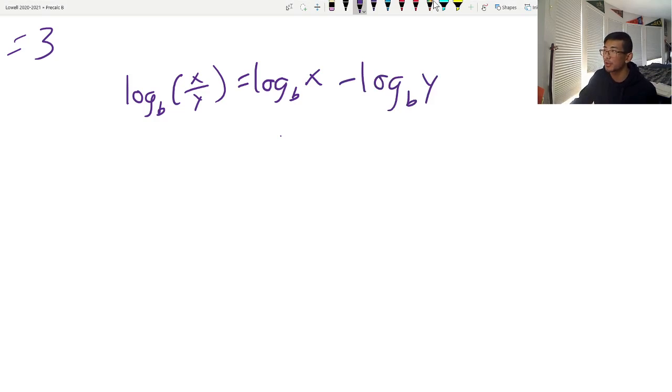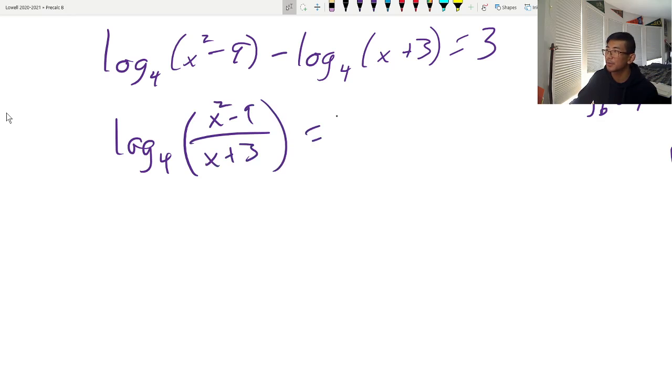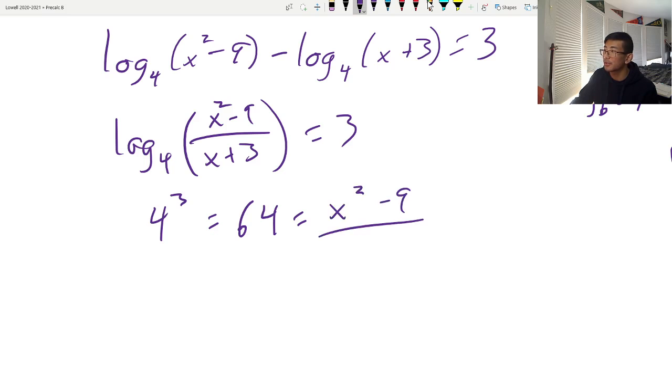Well, at this point we have this piece and we're just trying to go backwards now. So I could do that by doing this: log base 4 of x squared minus 9 over x plus 3 is equal to 3. Once we have it in logarithmic form, if possible, it usually helps to get it into exponential form. In this case, that will help because we don't have to deal with the log anymore. We have 64, which is 4 cubed, is equal to x squared minus 9 over x plus 3.